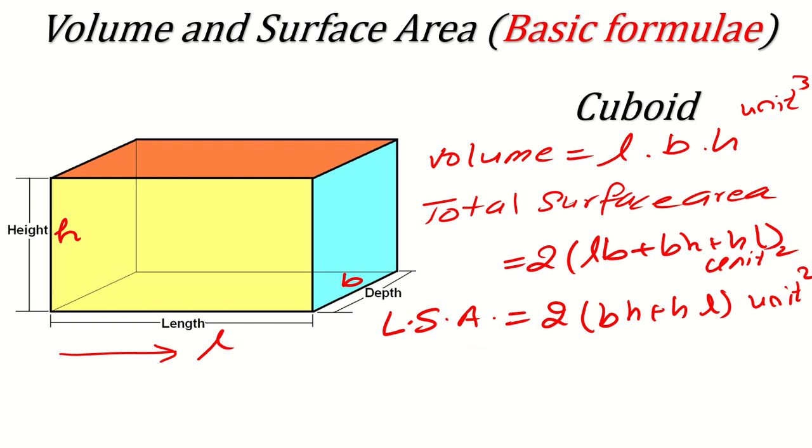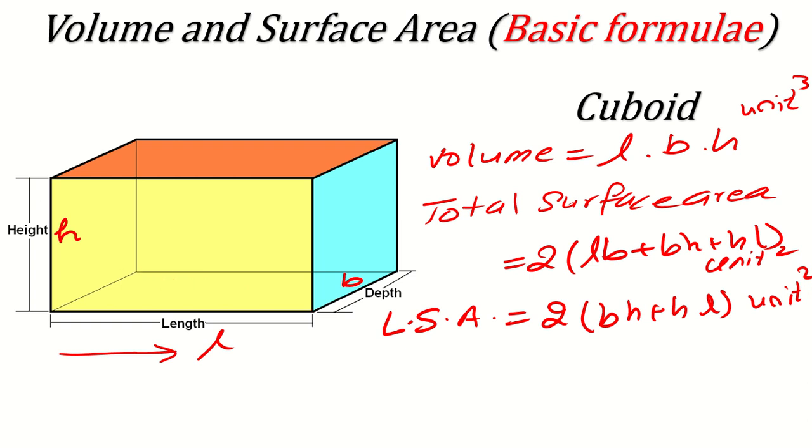Now if in some questions you have to find the diagonal of the cuboid, first of all you must understand what the diagonal is. Normally we see that a diagonal means the line which joins opposite points, like this. Okay, but in the case of a cuboid or cube it will be different.